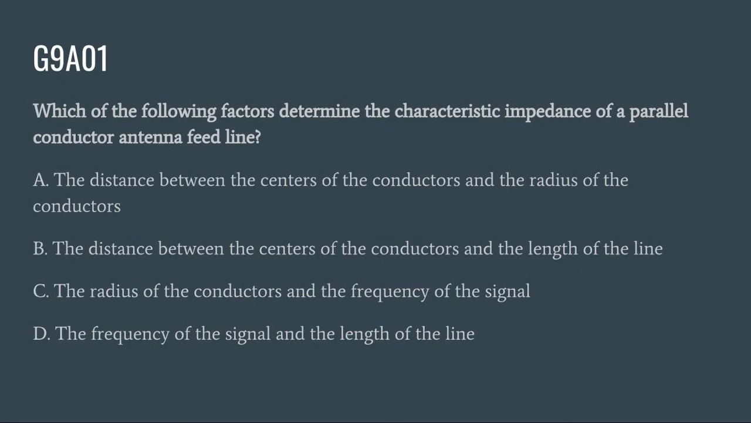A. The distance between the centers of the conductors and the radius of the conductors. B. The distance between the centers of the conductors and length of the line. C. The radius of the conductors and the frequency of the signal. Or D. The frequency of the signal and length of the line. Correct answer here, A. The distance between the centers of the conductors and the radius of the conductors.